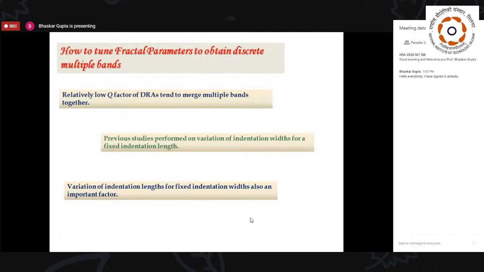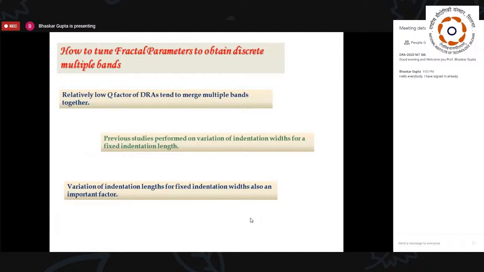One problem is always there to generate multi-band antennas from these. Broadband antennas are rather more easy. Why? Because the relatively low Q factor of DRAs tends to merge those multiple bands together. What would be the effect of low Q factor? Low quality factor means at every band, the curve will be flatter, covering a wider frequency range. So eventually the multiple bands will definitely tend to merge. And then what did we get?